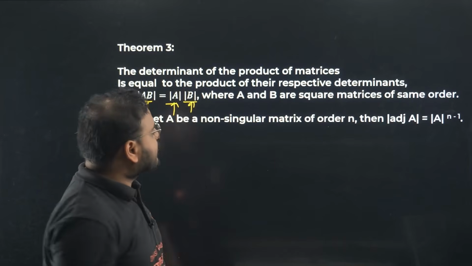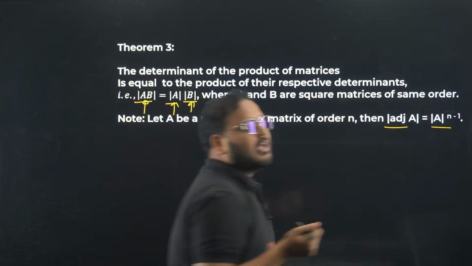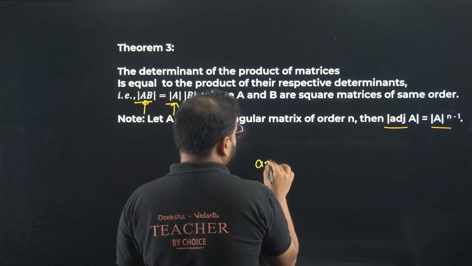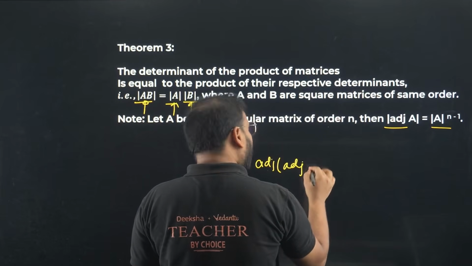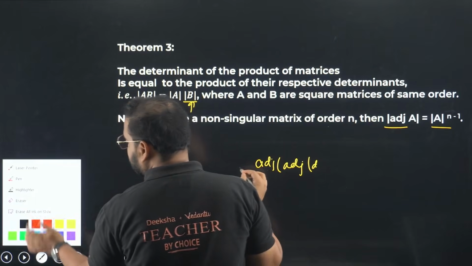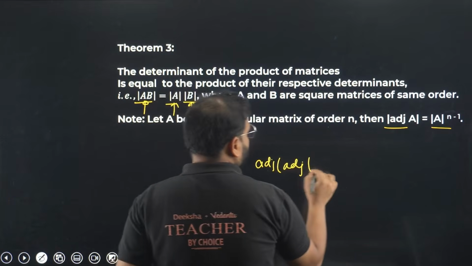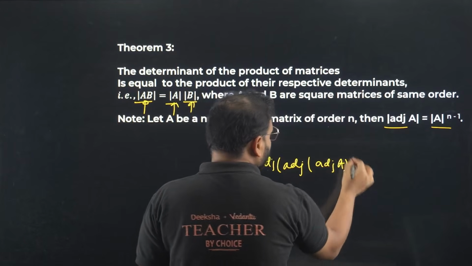Let A be a non-singular matrix. The determinant of adjoint A is given by determinant of A power n minus 1. There is actually a property over here. If you have, let's say, adjoint of adjoint of adjoint of A, I'm writing it 3 times over here. Can we do that, sir? Of course we can do that, right?